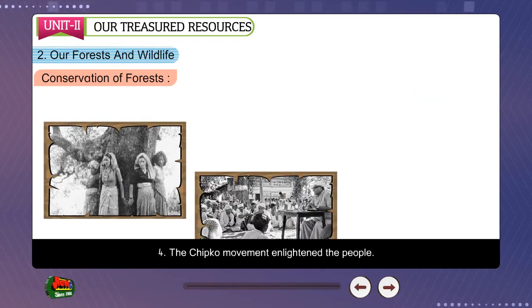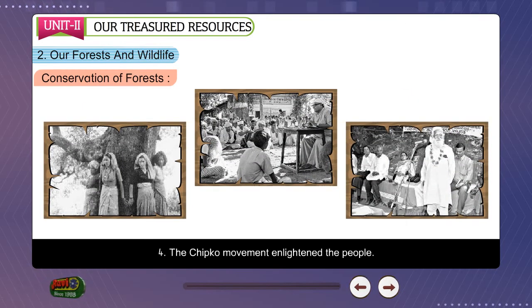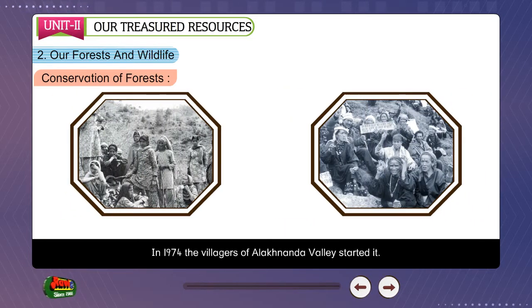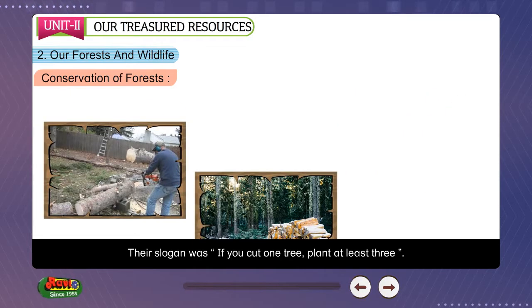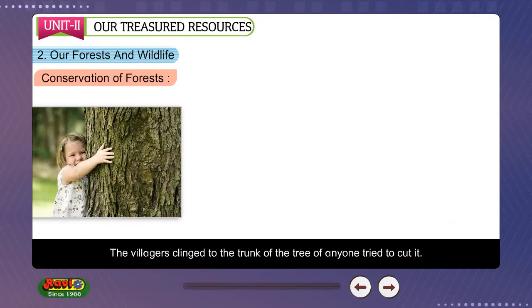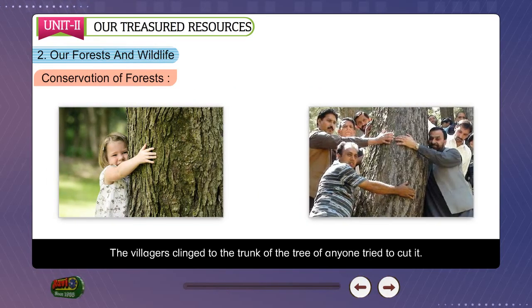4. The Chipko movement enlightened the people. In 1974, the villagers of Alaknanda Valley started it. The slogan was, "If you cut one tree, plant at least 3." The villagers clung to the trunk of the tree if anyone tried to cut it.